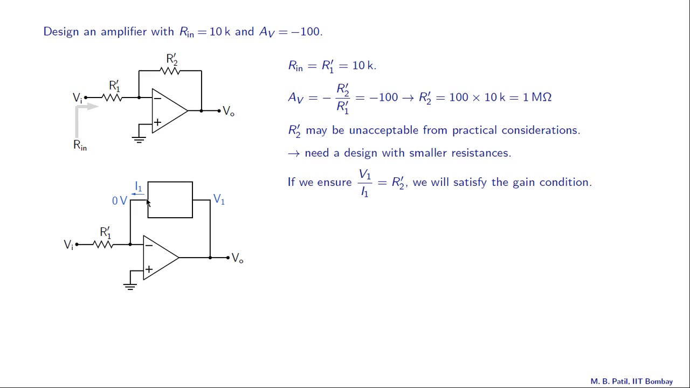So in this black box, we should ensure that V1 divided by I1 is the same value, that is 1 meg. But the network inside should be designed so that it does not use large resistance values. So let us see how that can be done.